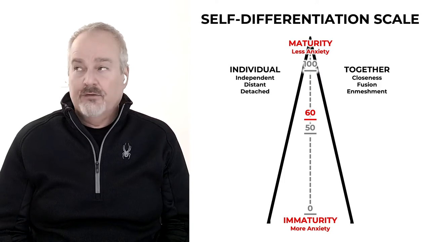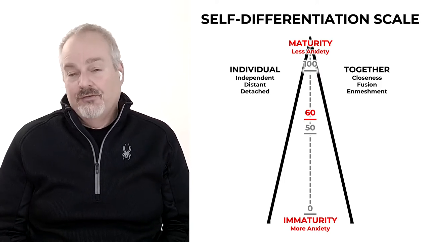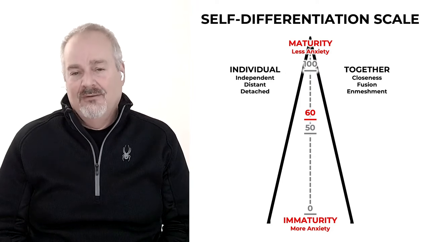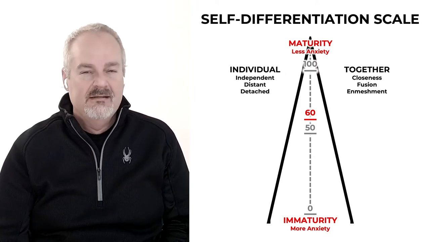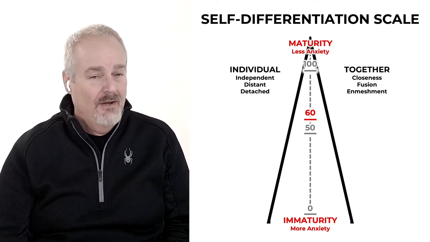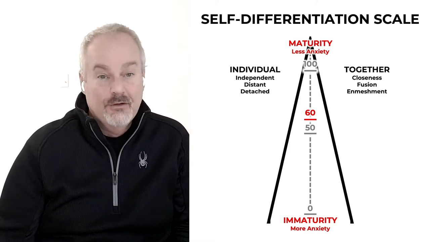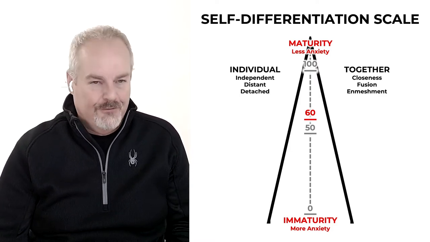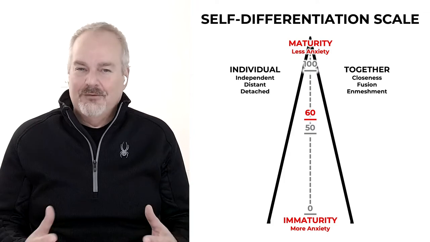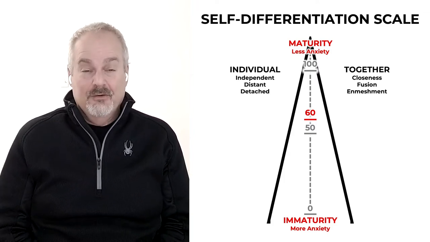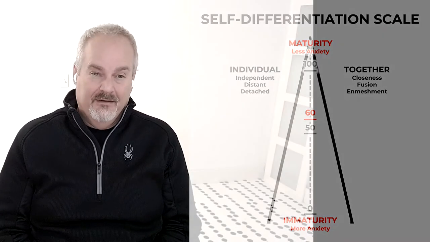And as we tend, this is crazy, to choose our spouses and friends, we typically choose people with similar differentiation levels because of familiarity. It feels right. It feels good. They feel like what we're used to. You do realize that sometimes in relationships, what feels good is not always what's healthy.